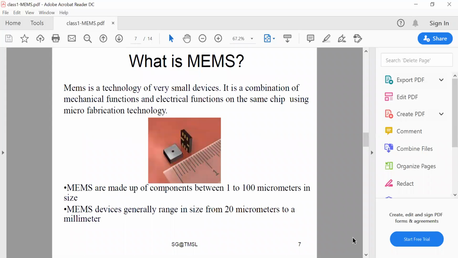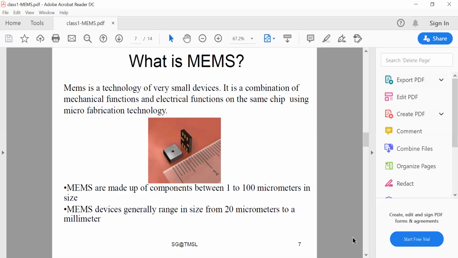So what is MEMS? MEMS is a technology of very small devices. It is a combination of mechanical functions and electrical functions on the same chip using microfabrication technology. MEMS are made up of components between 1 to 100 micrometers in size, and MEMS devices generally range in size from 20 micrometers to a millimeter.